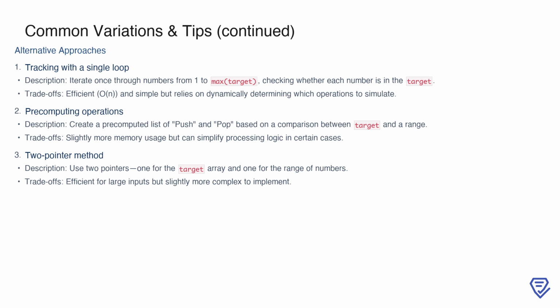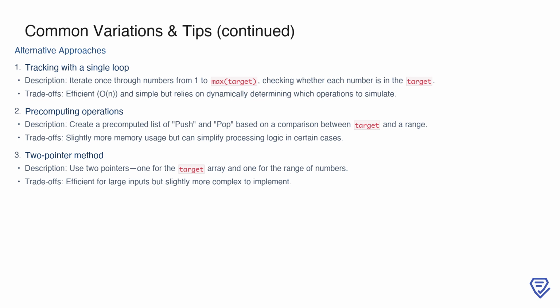Finally, let's discuss some alternative approaches to solving this problem. One efficient method is tracking the solution with a single loop. Here, you iterate through numbers from 1 to the maximum value in the target array, checking dynamically whether each number is part of the target. This approach is simple and runs in O(n), but it relies on careful handling of the simulation.